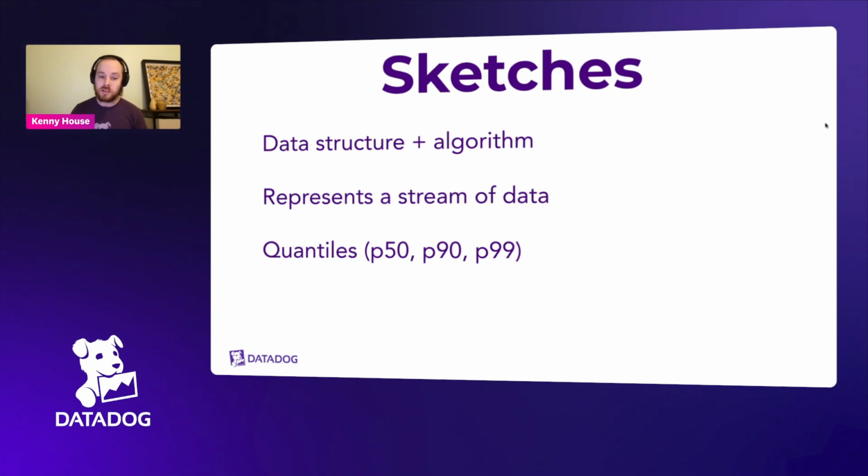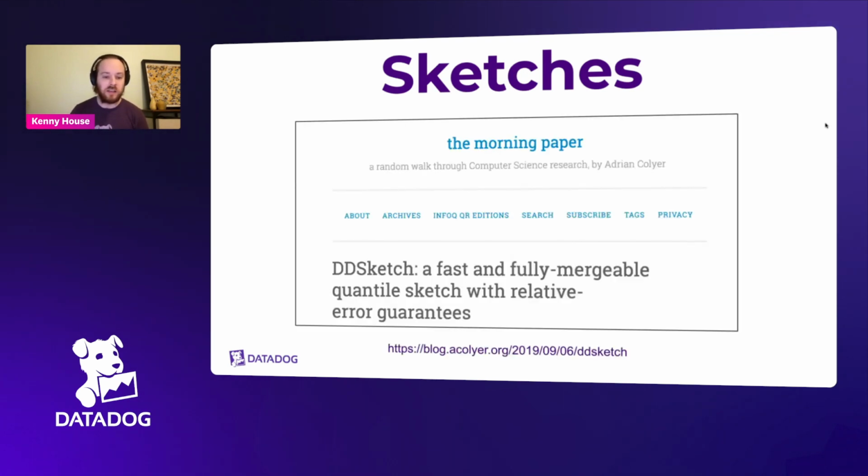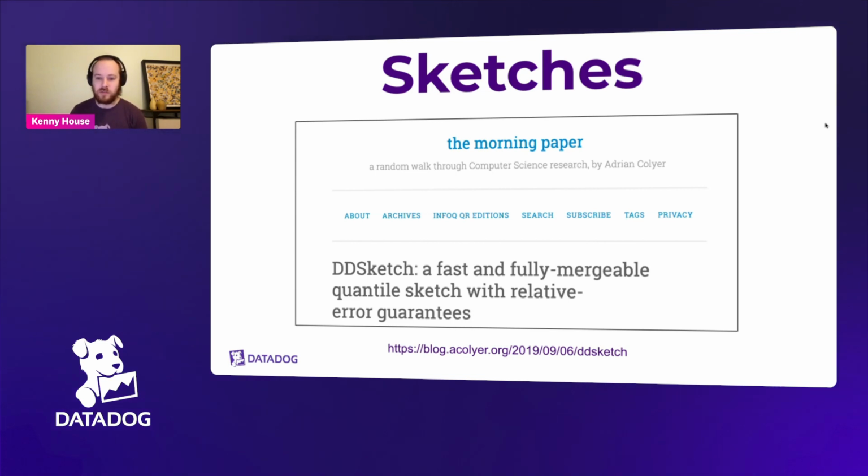The specific sketch type that we're using with SketchDB is the distributed distribution sketch, or DDSketch for short. If you'd like a really deep dive on DDSketch, there was a great article about this on The Morning Paper that dives into the algorithm, and I'd encourage you to read it.